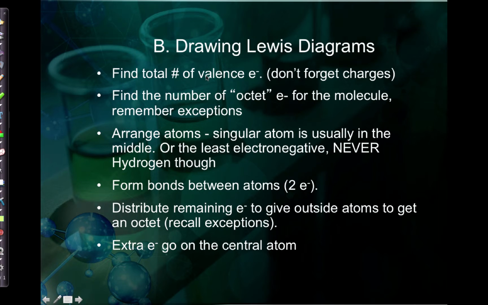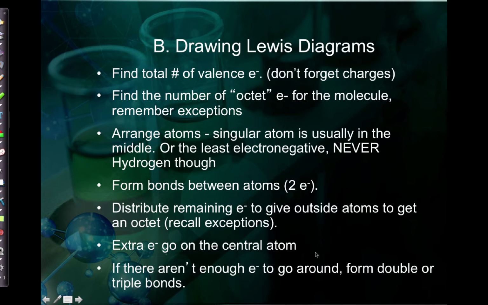So when you figure out how many valence electrons you have available, and you make your bonds, you're going to take the rest of the electrons that you have available and put those on the outside atoms to give them an octet. Extra electrons that you have afterwards go in the central atom. And if there aren't enough, you make double and triple bonds.